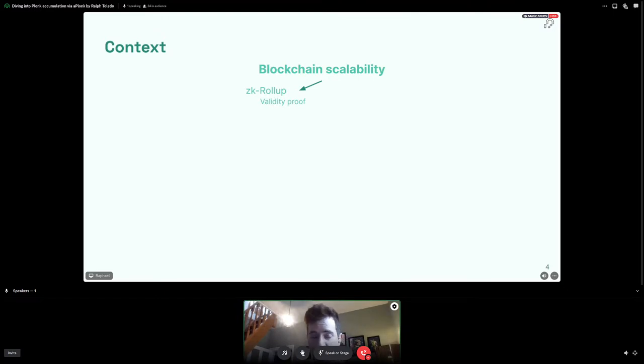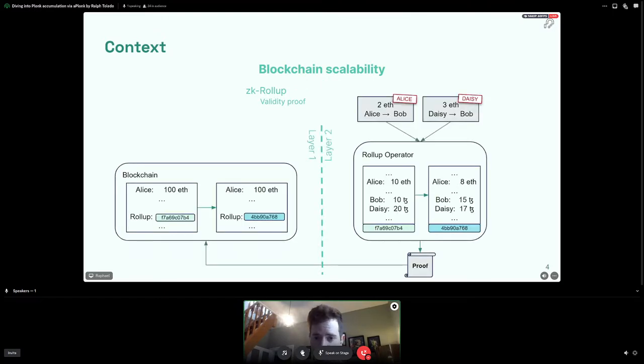Here, we're interested only in ZK rollups, and I'm going to give you a small example so that we all understand what's happening. So rollups can be understood as side blockchains on a different layer. So on the left of the slide, you can see the main chain, and on the right, you can see the layer 2. You can see that Alice and Daisy both want to send a transaction to Bob. So at state F7A69, we have Alice having 10 F's, Bob 10, and Daisy 20. We're going to produce the proof that the transition state to the new state where Alice has 8 F's, Bob 15, and Daisy 17 is valid.